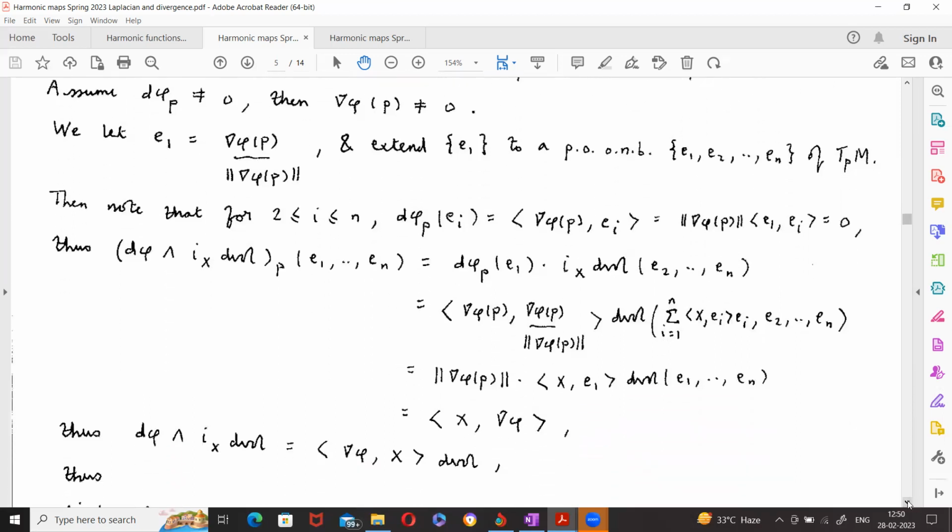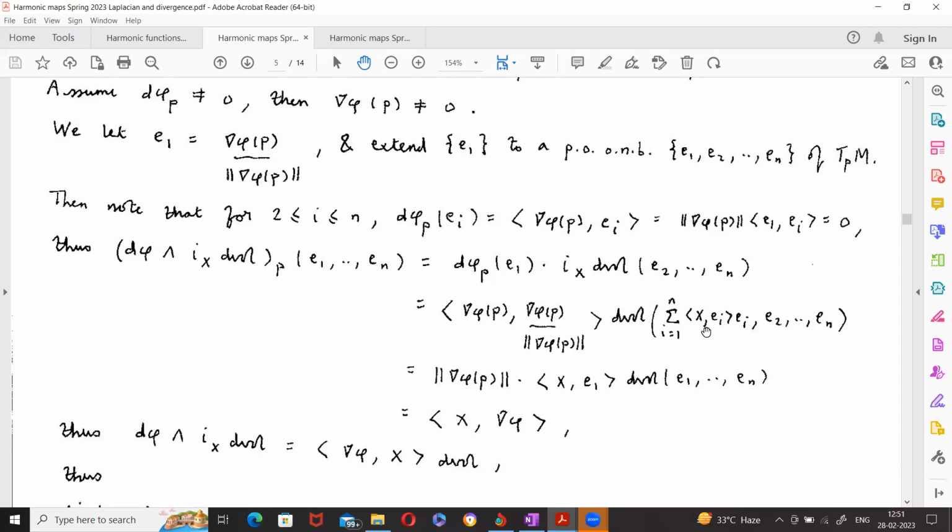So now what is d phi applied to E1? That is grad phi inner product with E1. E1 is grad phi divided by norm grad phi. And what is Ix dvol applied to E2 to En? That is dvol applied to X in the first spot and then E2 to En. And X I can write in terms of this orthonormal basis as the summation, I goes from 1 to n, of inner product X EI times EI. I just expand with respect to the orthonormal basis.